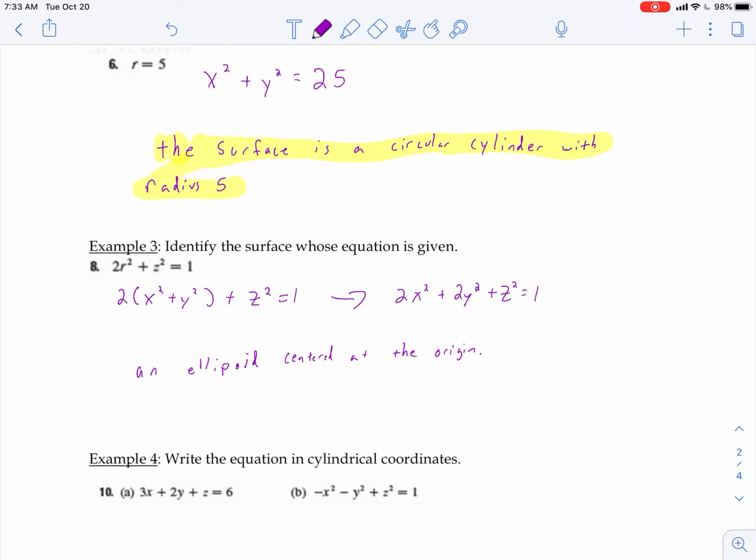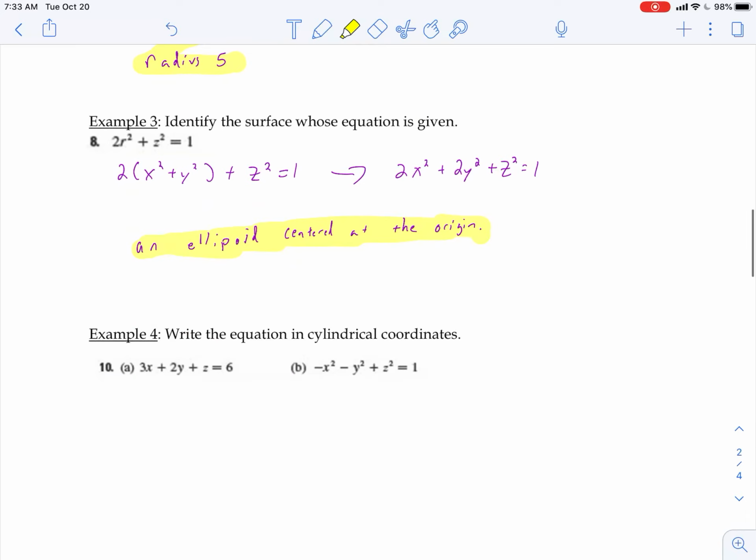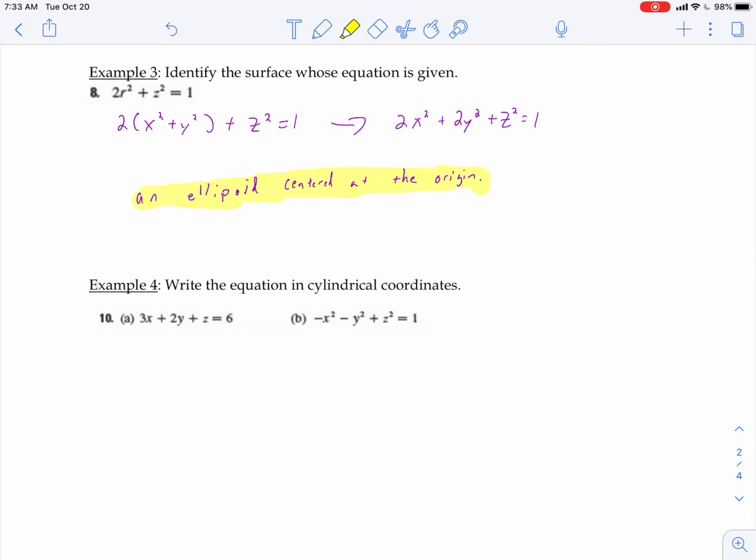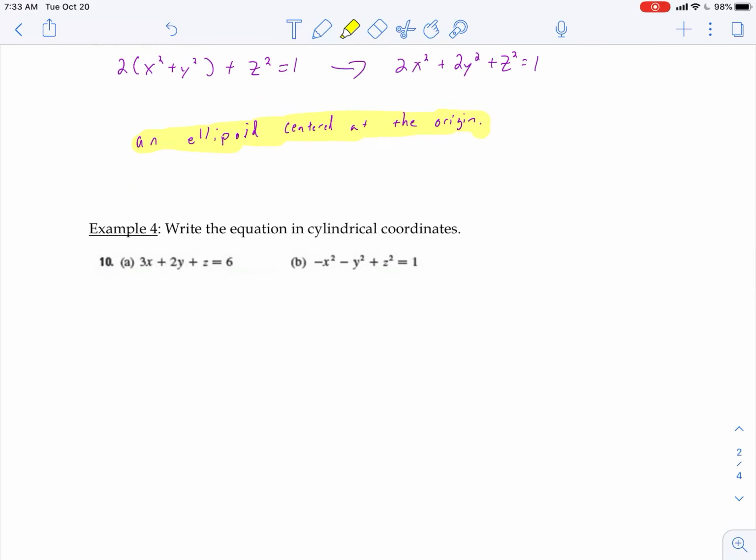We could also tell what the x, y, and z intercepts are by making x and y 0 to find the z intercepts, which would just be plus or minus 1. If we wanted to find the x intercepts, we could make y and z 0 and then solve, which would be plus or minus 1 over the square root of 2, and that would be the same thing for y. So we could add on to this and say these are the x and y intercepts of the graph, but you don't have to. But if you wanted to, that's how you would do it.